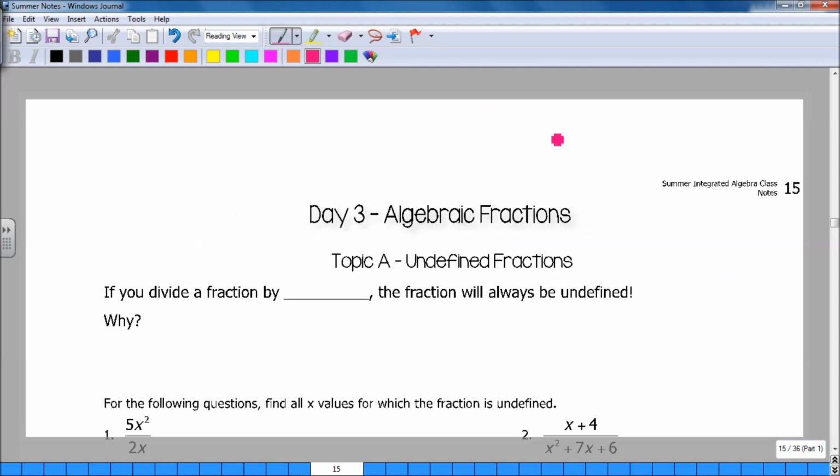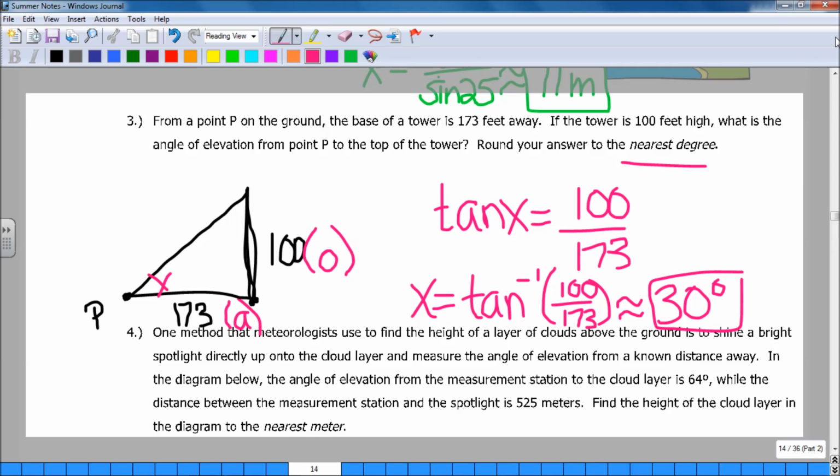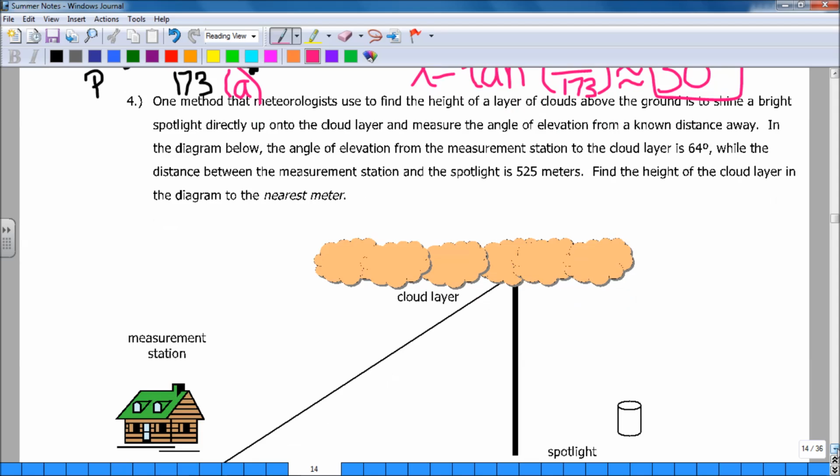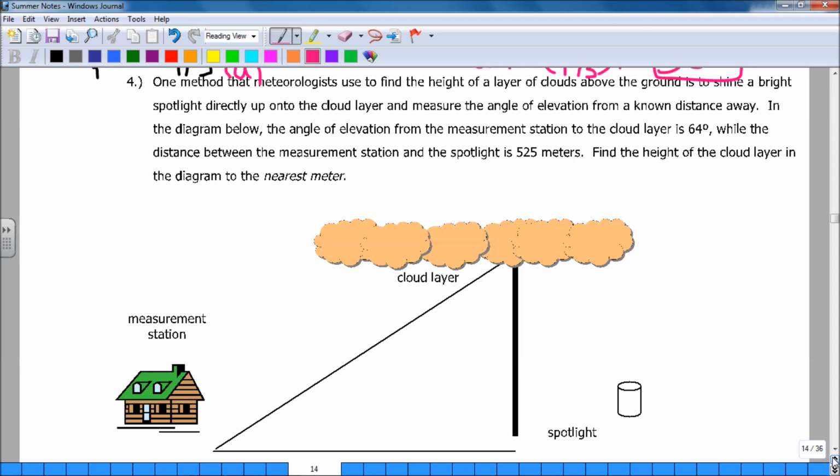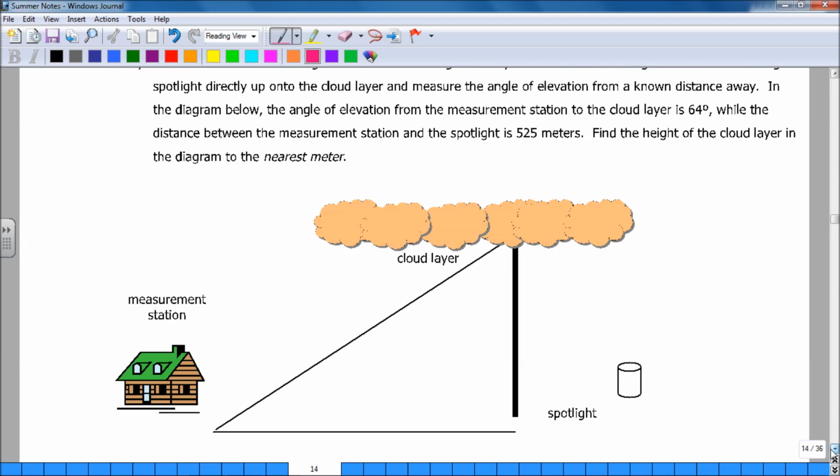All right, last one. Number 4, last question that we have to look at for all your videos today. One method that meteorologists use to find the height of a layer of clouds above the ground is to shine a bright spotlight directly up into the cloud layer and measure the angle of elevation from a known distance away. In the diagram below, the angle of elevation from the measurement station to the cloud layer is 64 degrees. So I know that I can label this angle right inside of here as 64. While the distance between the measurement station and the spotlight is 525 meters.